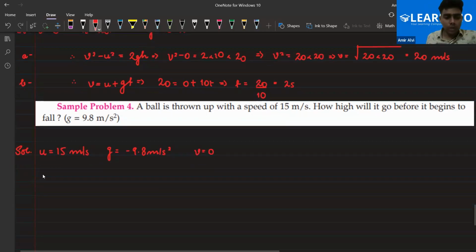Okay, so now you need to calculate the height. So you can calculate the height. Time is not given, so you will be using the third equation of motion. Yes, sir.